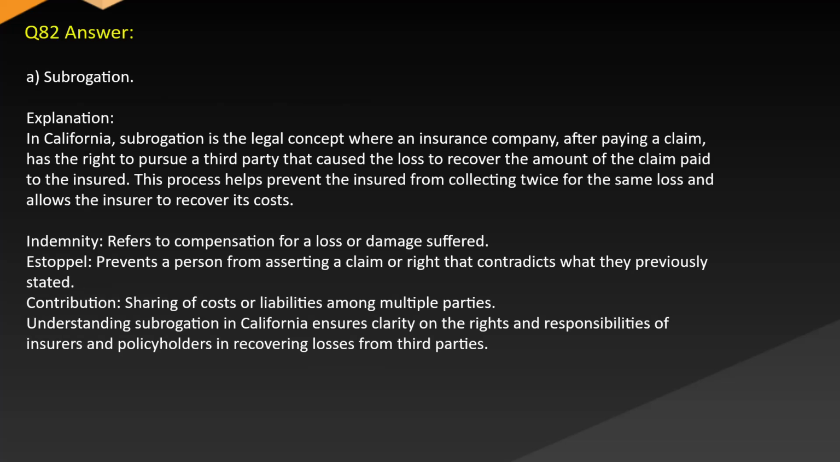Answer: A. Subrogation. Explanation: In California, subrogation is the legal concept where an insurance company, after paying a claim, has the right to pursue a third party that caused the loss to recover the amount of the claim paid to the insured. This process helps prevent the insured from collecting twice for the same loss and allows the insurer to recover its costs.